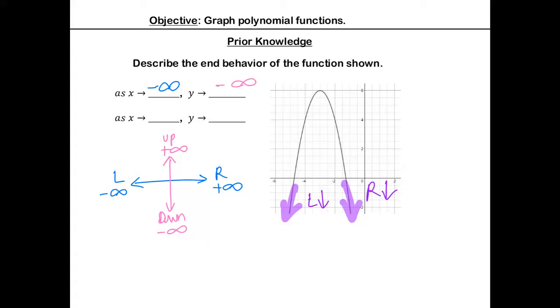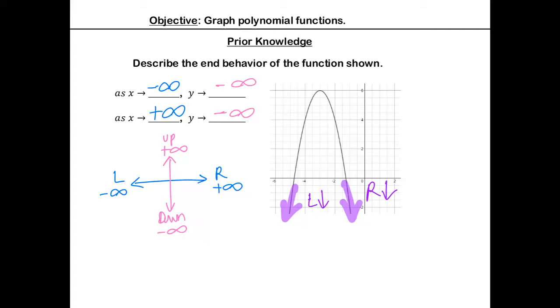Fill in your infinities. Which infinities are they, positives or negatives for each one? Go ahead and righties tell your partner for the end behavior. Okay, ready? All right. Carlos, the right side is which infinity? Positive, okay. So we're going to put positive here. And it's going downwards. So downwards is which infinity? Alondra? Negative infinity. Thank you.